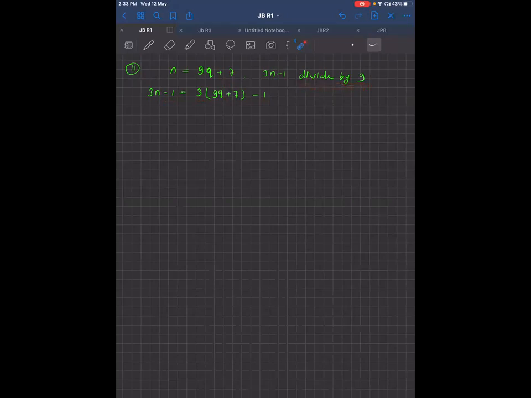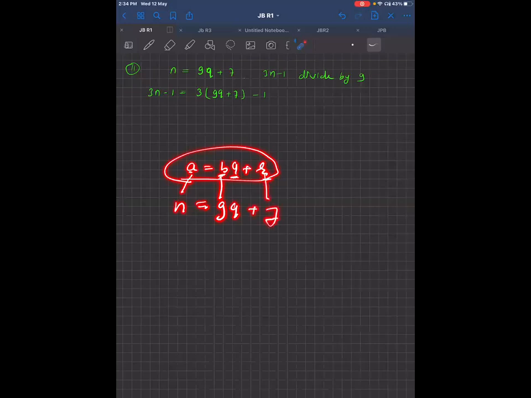So sir, I did not understand. Hey Kyotha, do you know that a equal to bq plus r for any number, by the division lemma, where a is any number, b is the divisor, q is the quotient, r is the remainder. So the number is n here. It is given in the question that a positive integer n is divided by 9, so b is 9. Q is not given. The remainder is 7, so r is 7. So n equal to 9q plus 7.